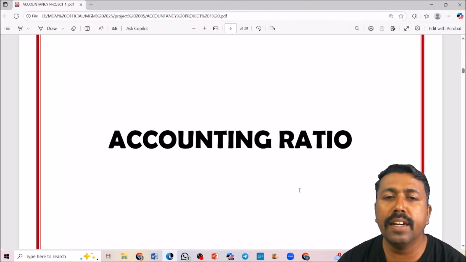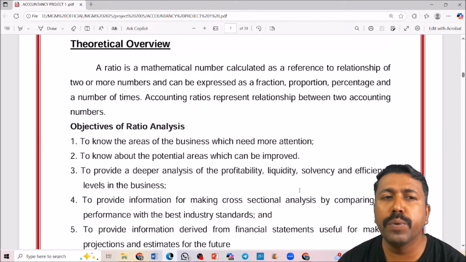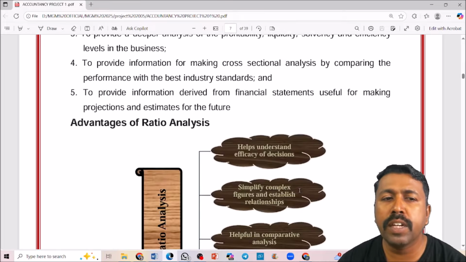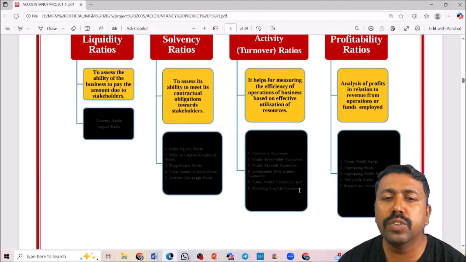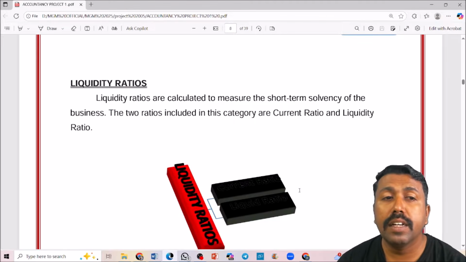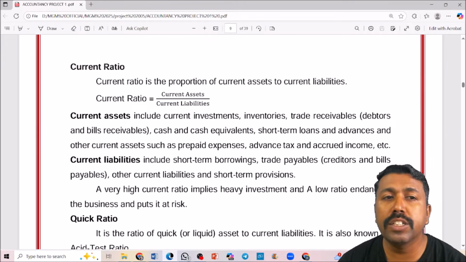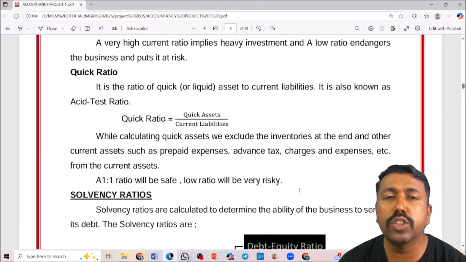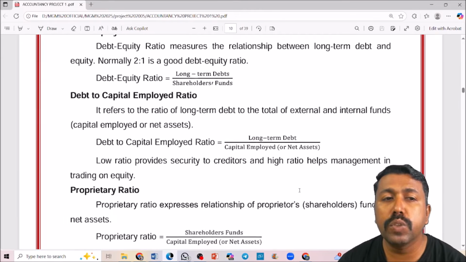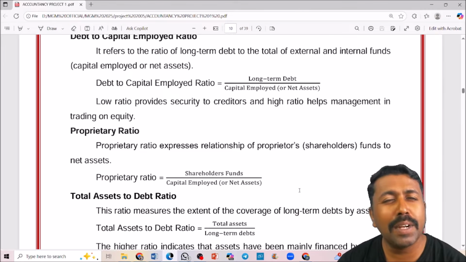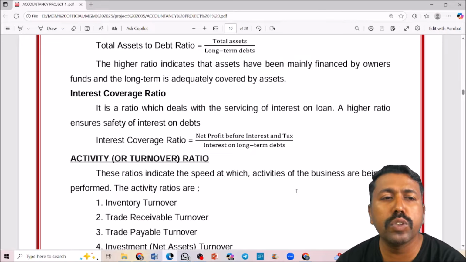Starting with the first area, accounting ratio, we can give a colorful theoretical overview with the objectives of ratio analysis, its advantages, and also the types of ratios as per our syllabus, and the detailed explanation of each ratio and its equations: current ratio, quick ratio, then solvency ratio includes debt equity ratio, debt to capital employed ratio. Summarized notes and its theory you can give for every ratio.